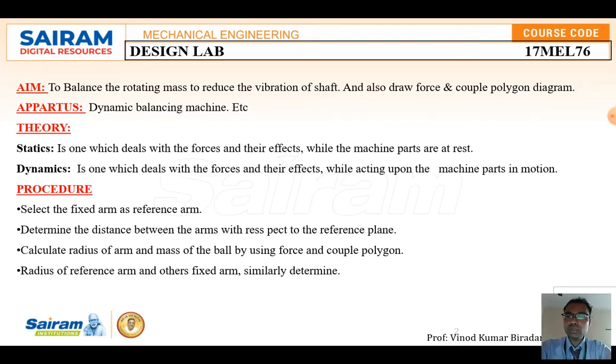The aim of the experiment is to balance the rotating masses to reduce the vibration of the shaft. In the beginning there is a chance of producing vibration. According to the given calculation, once you fix those two masses there, you reduce the vibration produced by the given shaft. We calculate the two masses with the help of the force polygon and couple polygon. So the aim is to balance the rotating masses to reduce the vibration of the shaft.